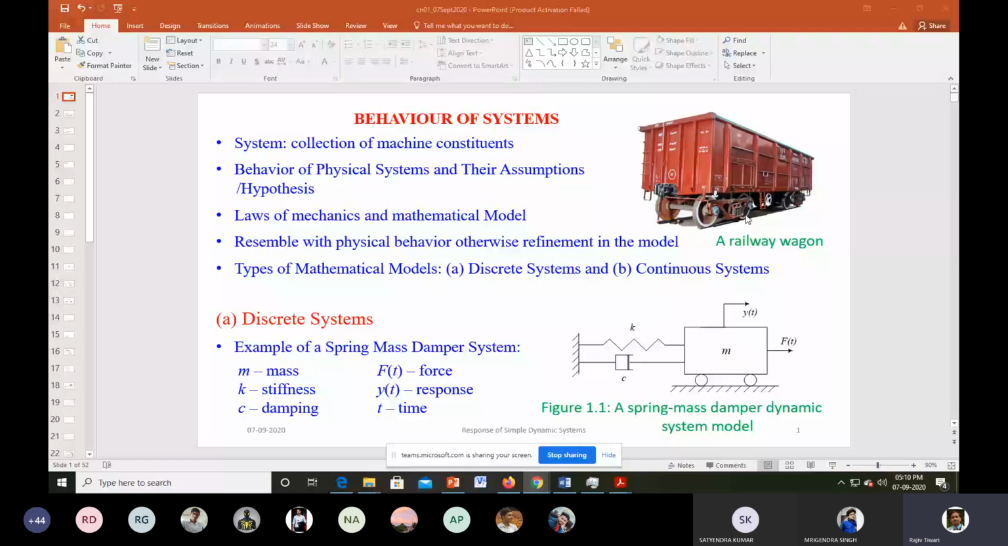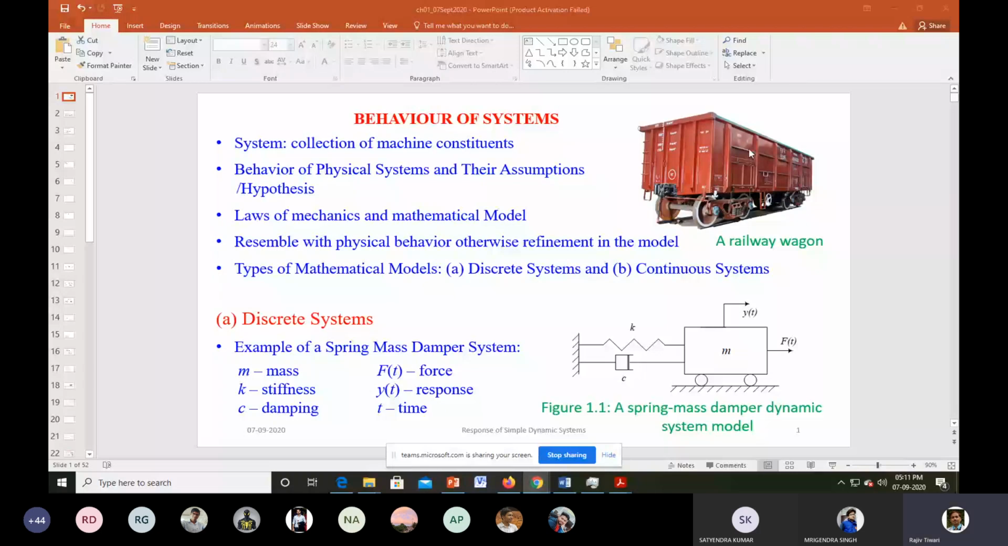Once we make some assumptions using the laws of mechanics, we can make a governing equation in the form of a differential equation. That is called the mathematical model. We can solve that mathematical model, and it will give some kind of response, either displacement, velocity, or acceleration of the system for a given force. So force and system properties are there, and we are finding the response.